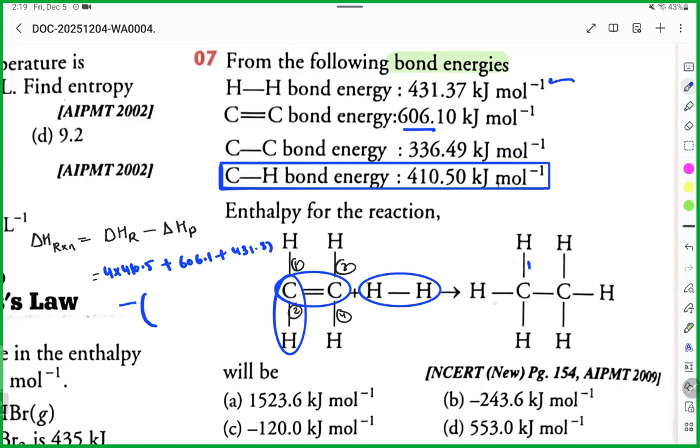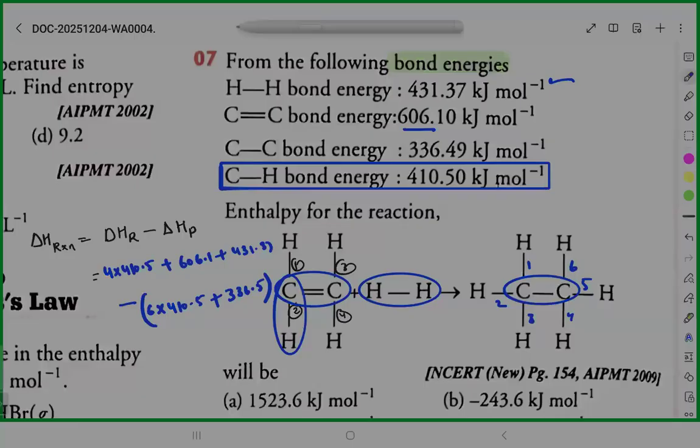In the product you have 1, 2, 3, 4, 5, 6, 6 carbon hydrogen bonds, right? Carbon and hydrogen, and one carbon single bond, 336. Now you have to do the calculation. Done. Easy, sir. Actually, you are looking at it logically, the values are also given, just this diagrammatic reactant minus product.